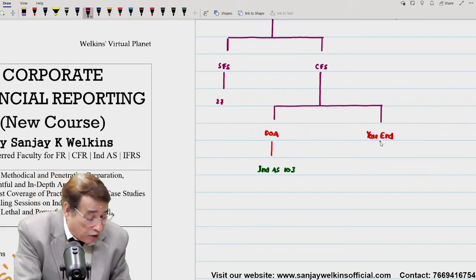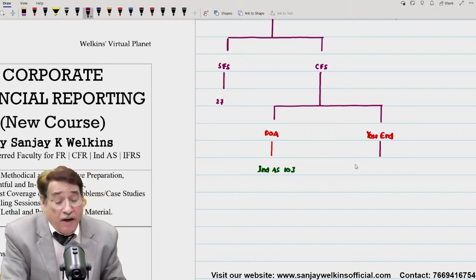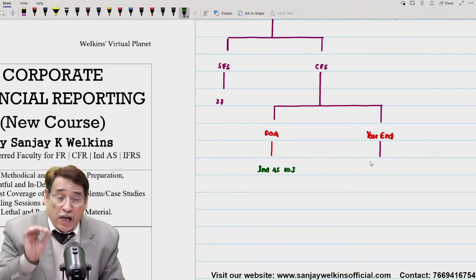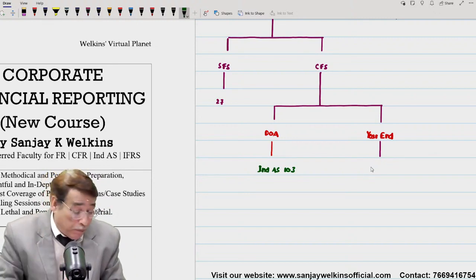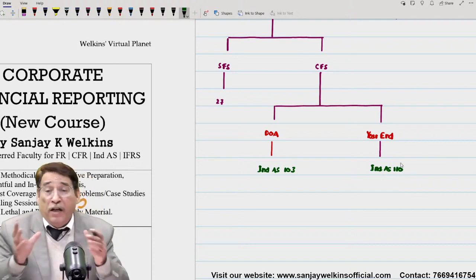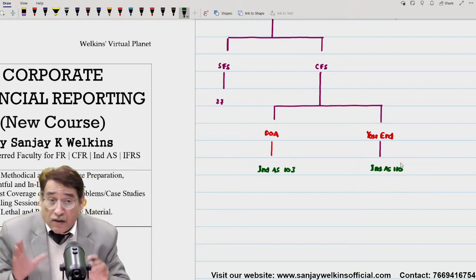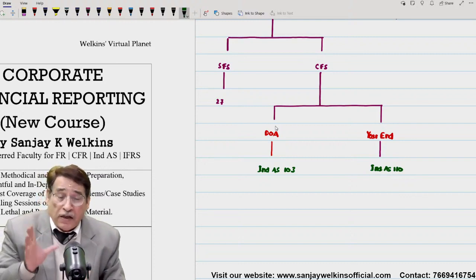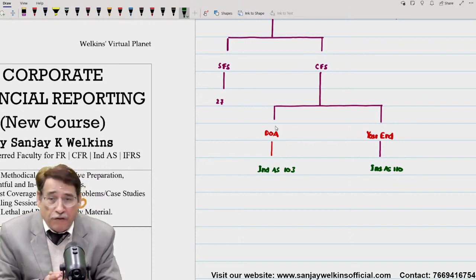But when we reach the year end, again we will have to prepare the consolidated financial statement. This time the consolidated financial statement will not be prepared as per Ind AS 103. It will be prepared as per Ind AS 110. Is it clear to you? So, on the date of acquisition, we will apply Ind AS 103 to prepare the consolidated financial statement.